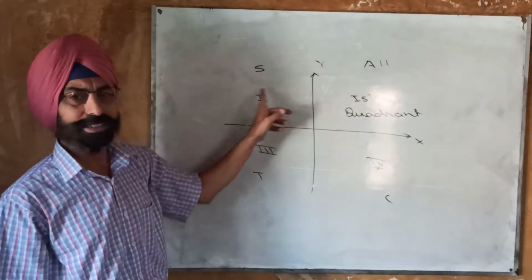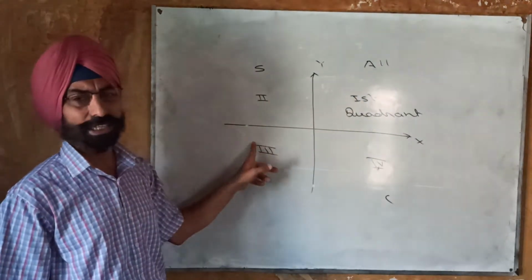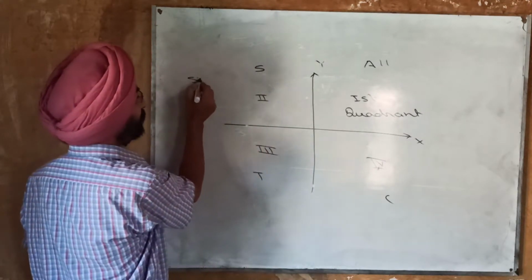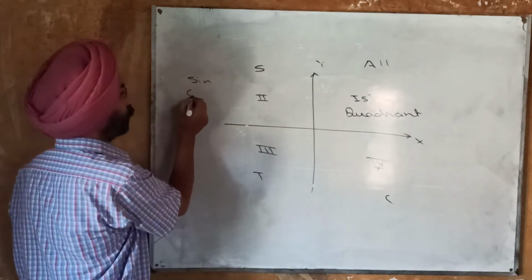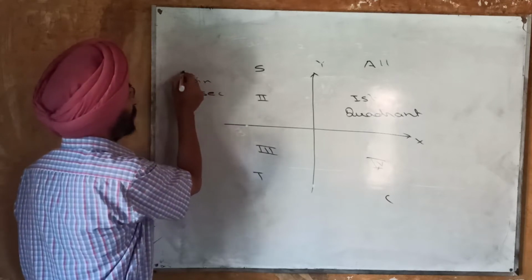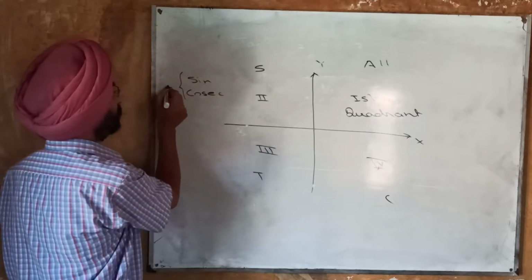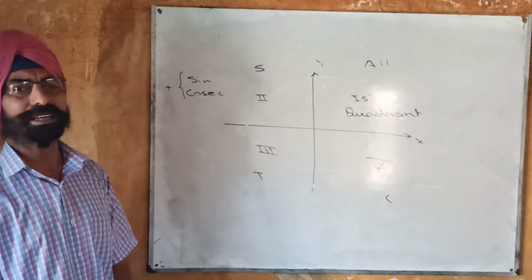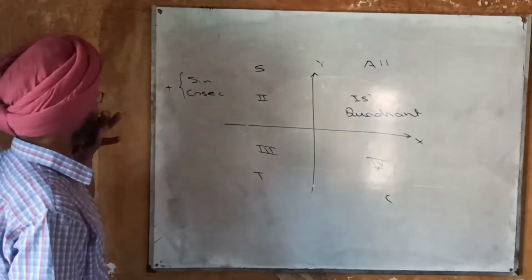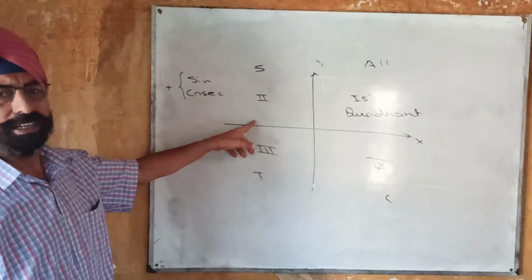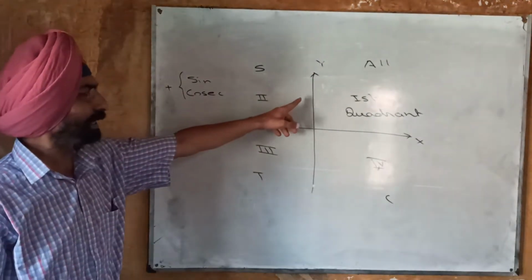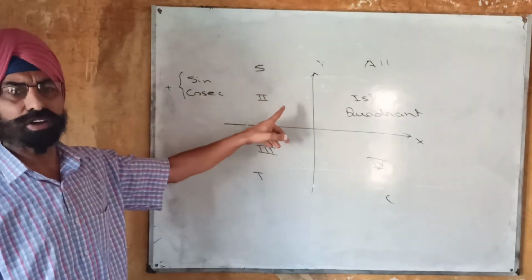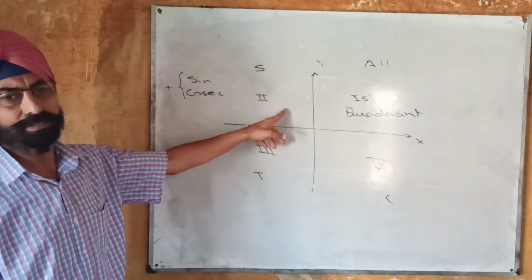In the second quadrant, that means from 90 degree to 180 degree, only 2 functions, namely sine and its reciprocal, that means cosecant, are positive and the rest of the trigonometric functions are negative. If you want to know the value of cos of 120 degree, then 120 degree is in the second quadrant and cos is negative, so the value of cos of 120 degree will be negative.